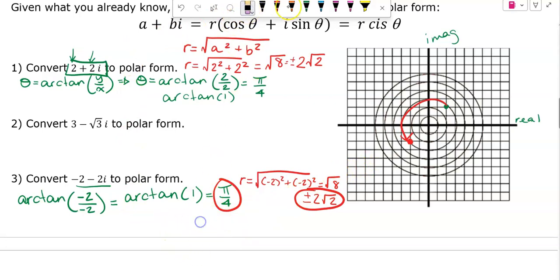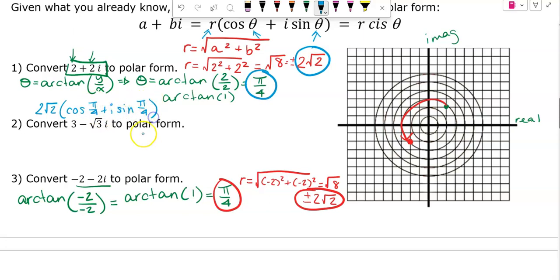Now let's talk about putting this into our complex polar form, okay? So now that I have an r value in this first one, which is right here at this 2 root 2, and I have my angle measure, this pi over 4, I'm just going to drop those in the equation, just like this. So I'm going to have 2 square root 2, and then it's going to be cosine pi over 4, plus i sine pi over 4. And that's all I need to do. That gets me my equation in polar form, okay?